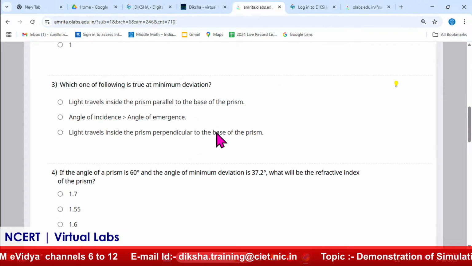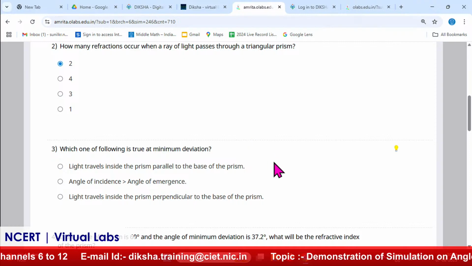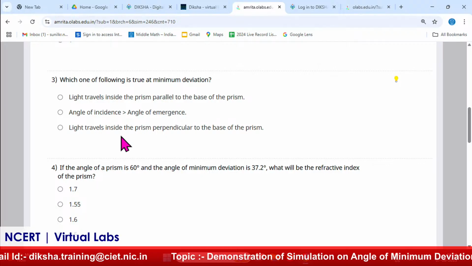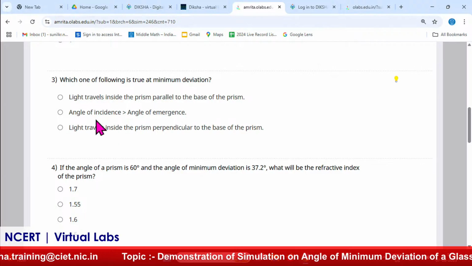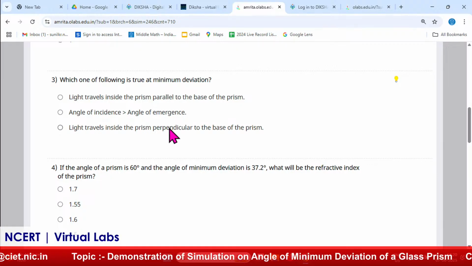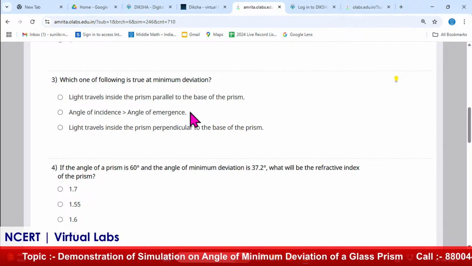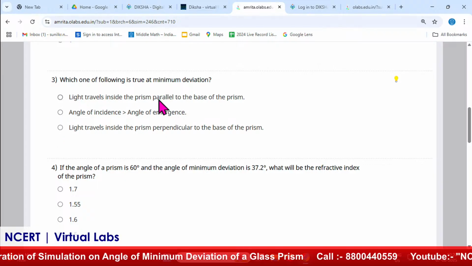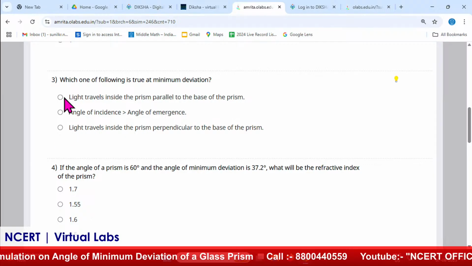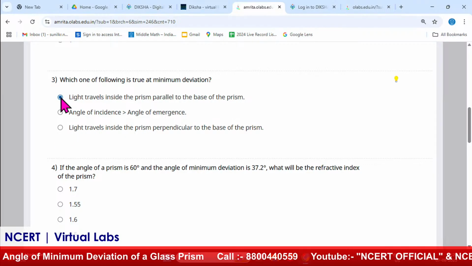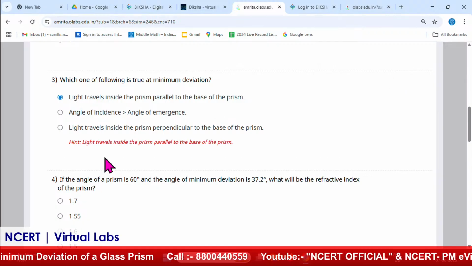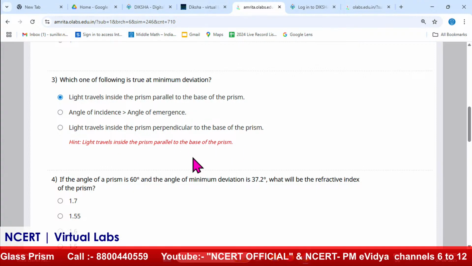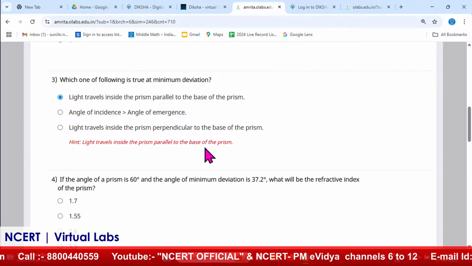Okay. So the concept of minimum deviation is very important to understand all these things. And which one of the following is true at the minimum deviation? At that point, I always told you the angle of incidence is equal to the angle of emergence. So here we can see the light travels inside the prism parallel to the base of the prism. This is the correct reason, because the angle of incidence is equal to the angle of emergence. So that's the case, it is parallel.